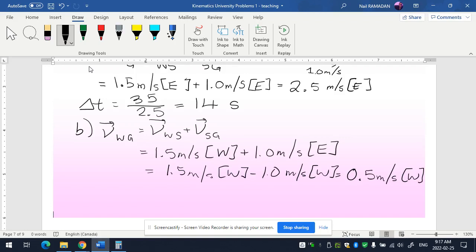Provided that what stays the same? The distance stays the same. You got it. You always have to fix the multiplication. So that means delta t now is equal to 35 divided by 0.5.